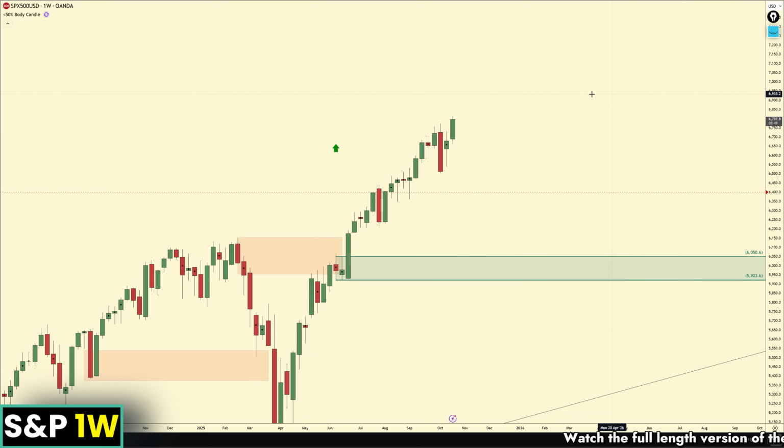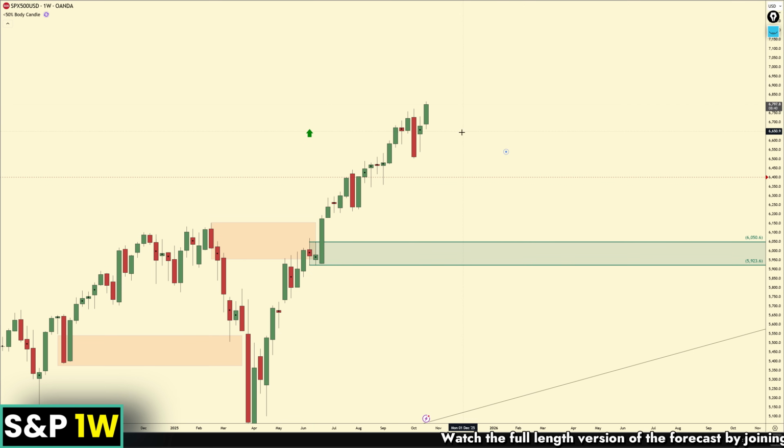Moving on to the forecast for the S&P 500. This is pretty much my third time doing the S&P 500 in the weekly forecast, so I hope you guys have been enjoying it. Let me know in the comments down below if you have.